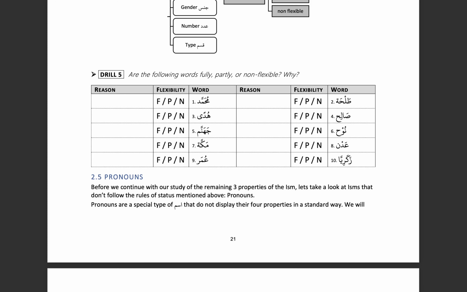Salihun, because it's an Arab name, is fully flexible. Talha is partly flexible because it's a unique masculine name. And Zakaria is non-flexible because it's actually mu'annath and a non-Arabic name, right?